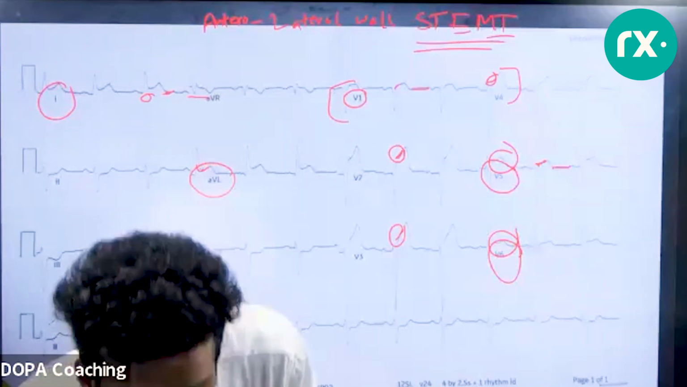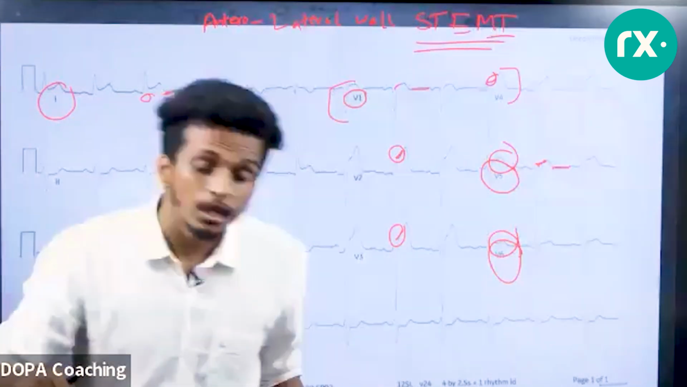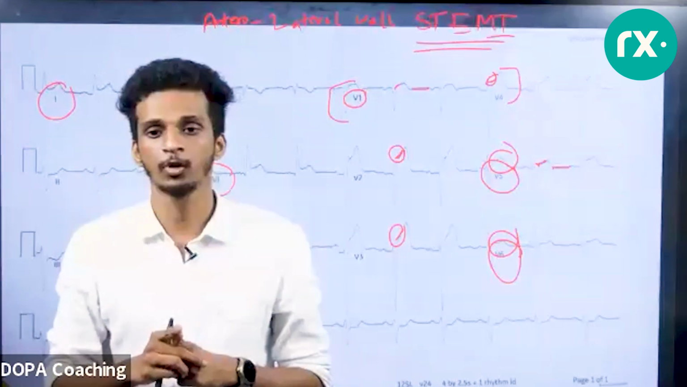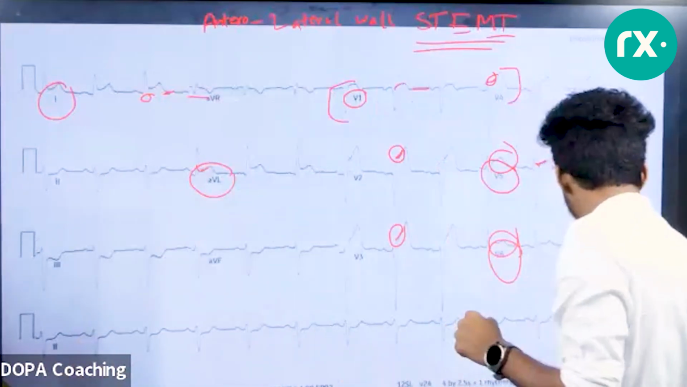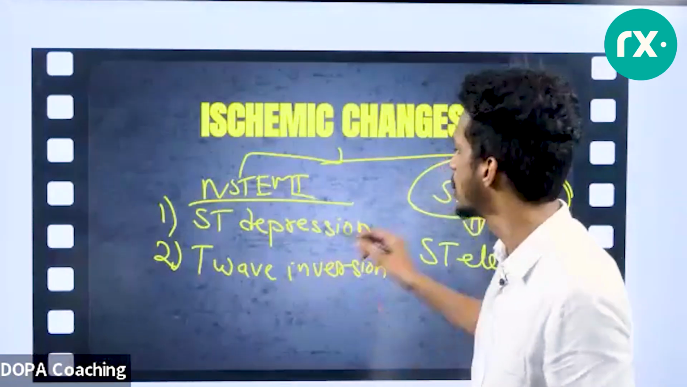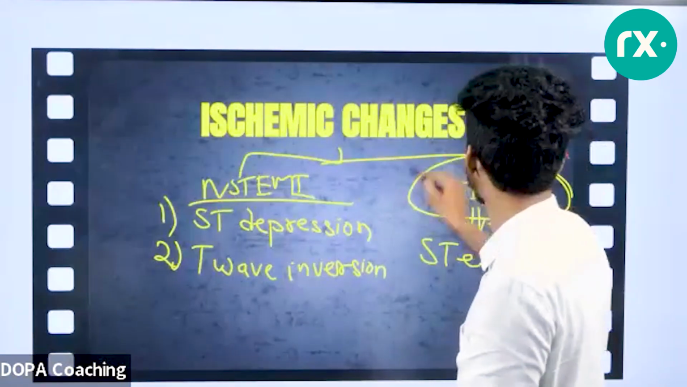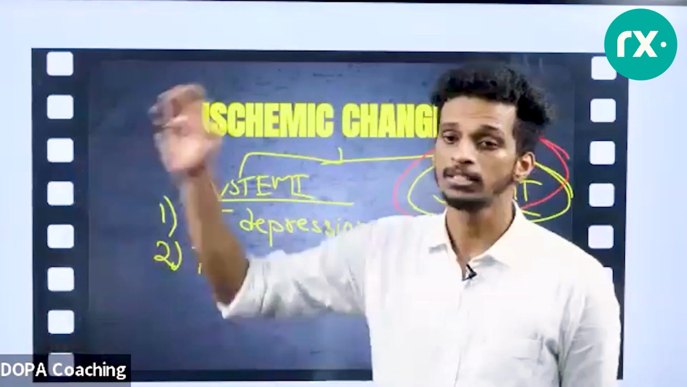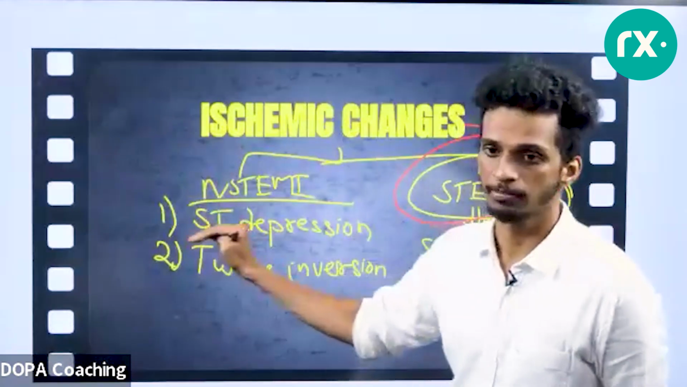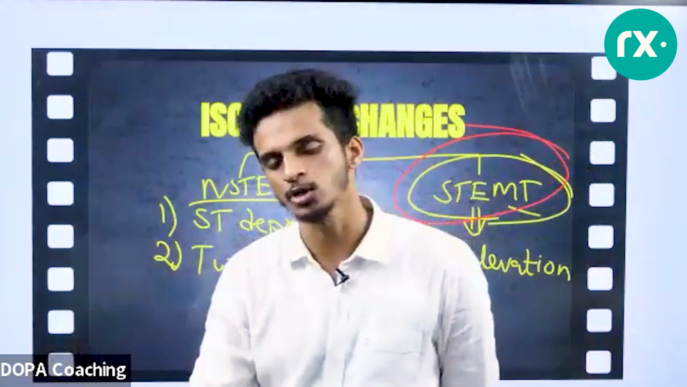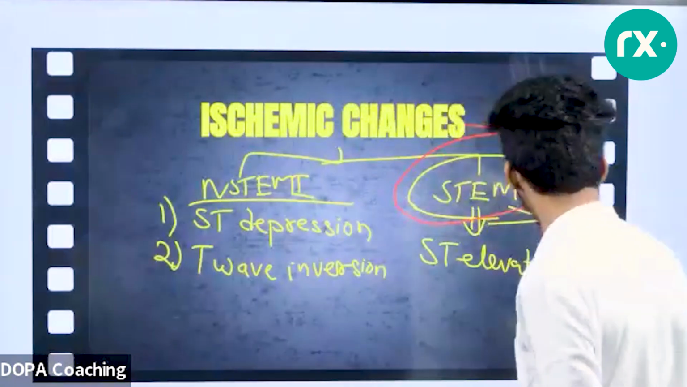Is that clear to everyone? So this is the most important thing for you, guys. You need to diagnose NSTEMIs and you need to diagnose STEMIs. And obviously, STEMI is far more important than NSTEMI. NSTEMI is also important, but STEMI is an acute emergency. It's just like a stroke presenting to you in window period.